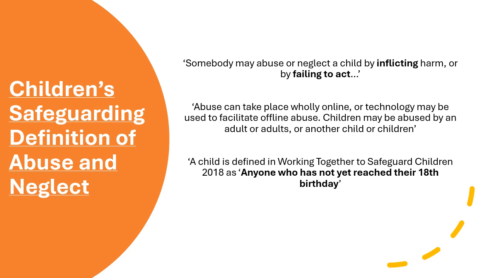How do we define a child? A child is defined in Working Together to Safeguard Children 2018 as anyone who has not yet reached their 18th birthday.